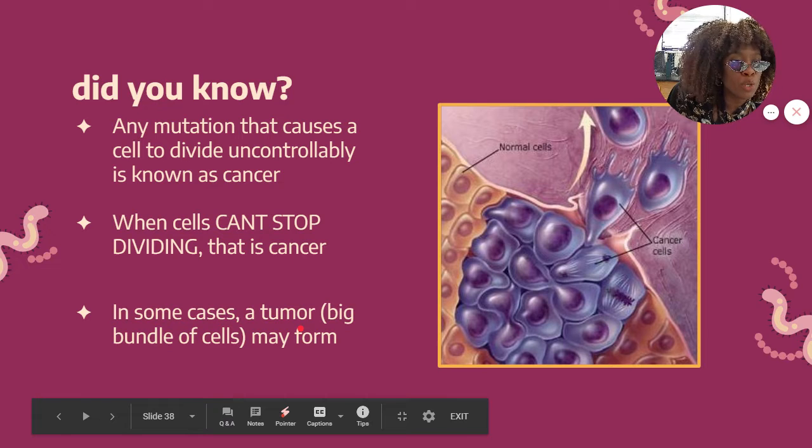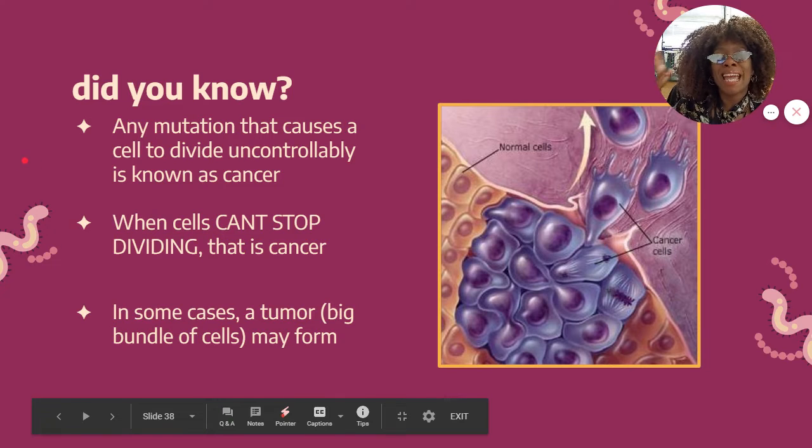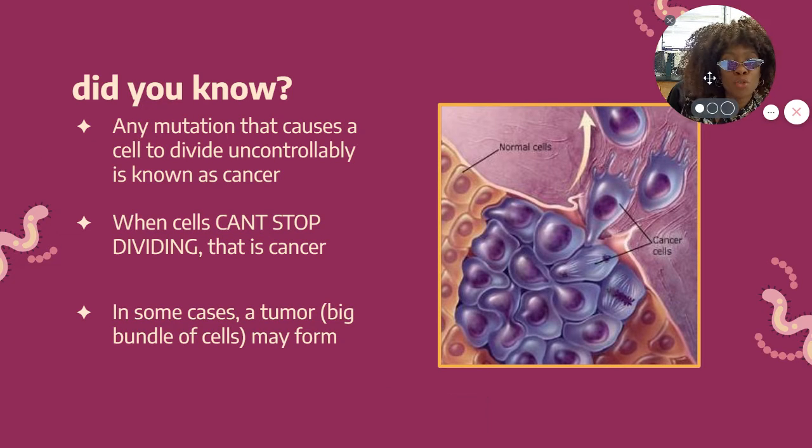What is a tumor? A tumor is just a big bundle of cells. But notice, not every cancer forms a tumor. Right? Some cancers, the cells will just divide and disperse throughout the body. So it's not really a tumor. It's just the cells are all around the body. So in some cases, a tumor may form. But cancer is not characterized by tumors. A lot of cancers do not have tumors. Okay? What defines cancer is when cells are uncontrollably dividing.